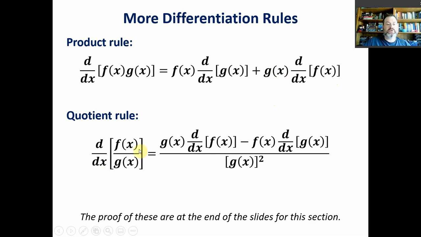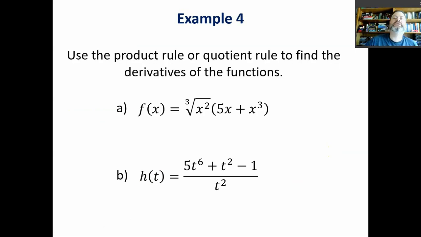And then here's the quotient rule. So if you have the derivative of f of x divided by g of x, it's this very complicated function. Again, I will be proving both of these at the end of the slides. And so it's g of x, the denominator, times the derivative of the numerator, minus the numerator times the derivative of the denominator, over the denominator squared. So it looks funny, but you'll see the proof at the end. It'll make sense. All right, so let's use this product rule and quotient rule. We're going to find the derivatives of these functions.